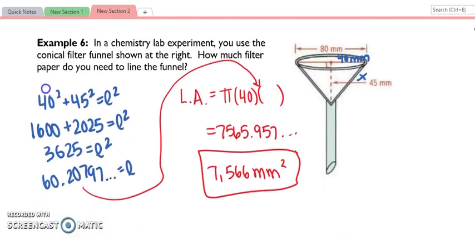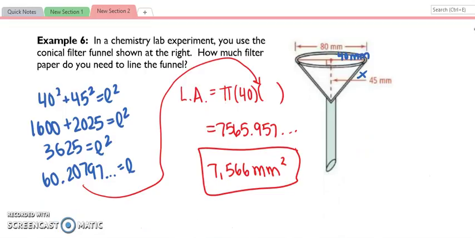All right, last but not least, we're doing our chemistry lab and we're using a filter inside my cone here. The first thing I noticed is I didn't have my slant height, so I can go ahead and do my Pythagorean theorem. I had something around this in my calculator. In the end I rounded up to the nearest millimeter just to make sure that I had enough paper for my filter.